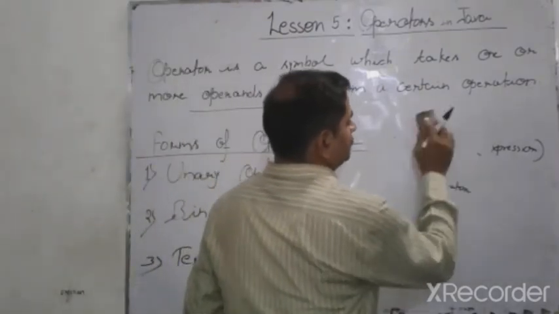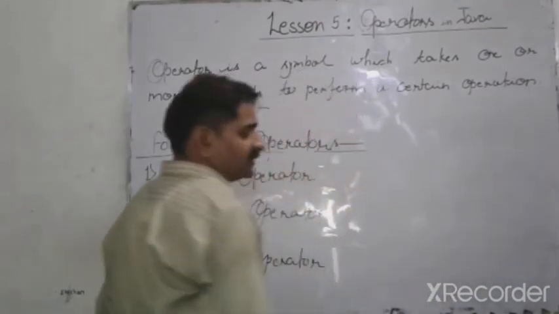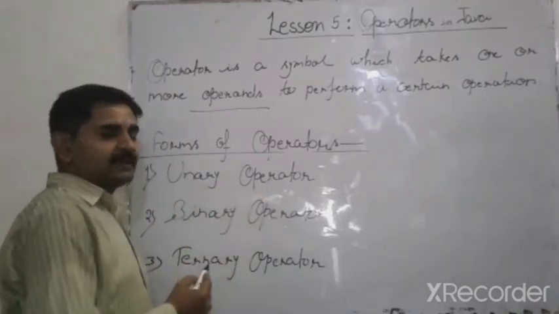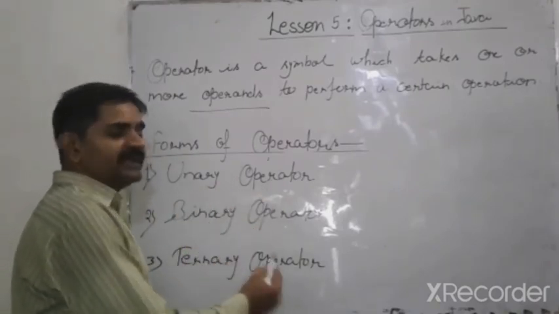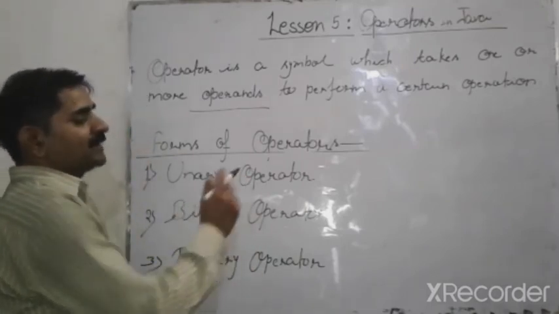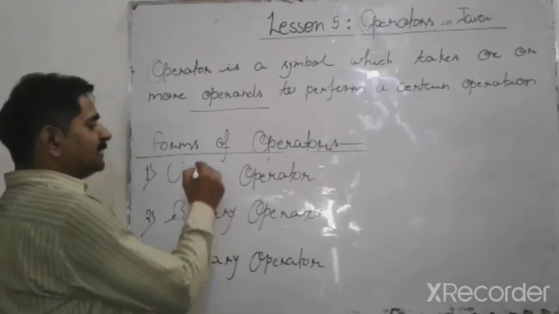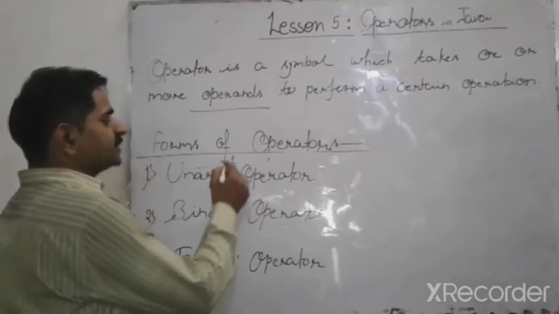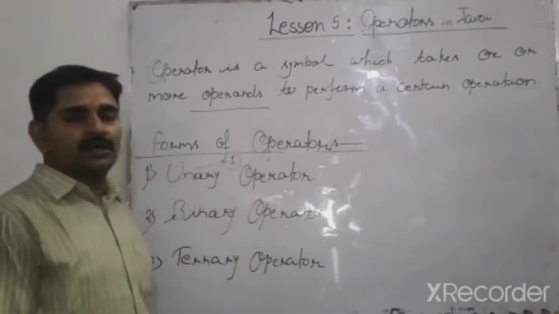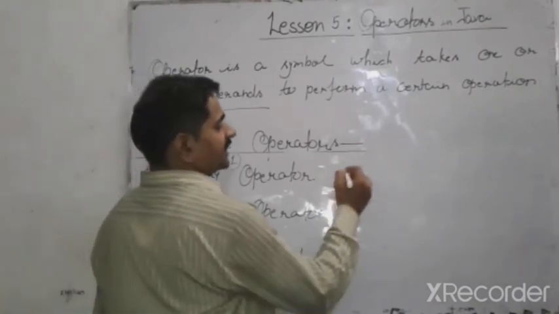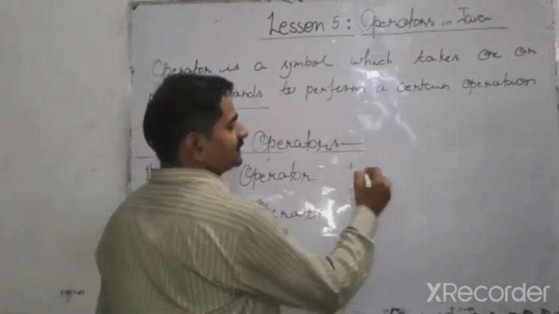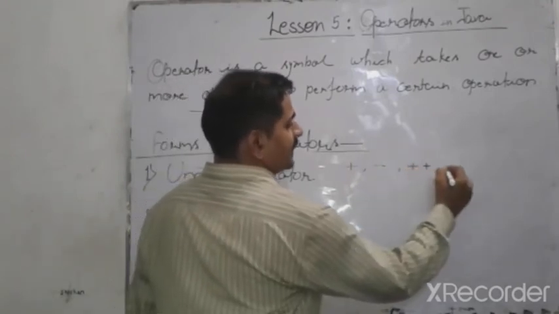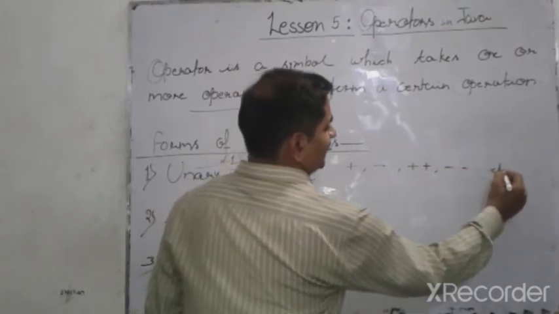Now we talk about the forms of operators. There are three forms of operators: unary operator, binary operator and ternary operator. Unary operator, as the name implies, unary means one. The operator which needs only one operand is called a unary operator. For example, plus, minus, plus plus, minus minus, etc.